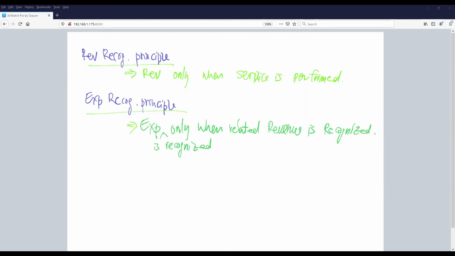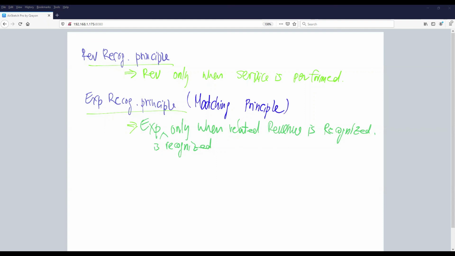So what do you see? Expense is always following the revenue. Without revenue leading to expense, expense cannot be recognized. It's the reason why oftentimes expense recognition principle is called matching principle. Because expense is always following revenue. Or saying the same thing in another way, without revenue, expense cannot be recognized.